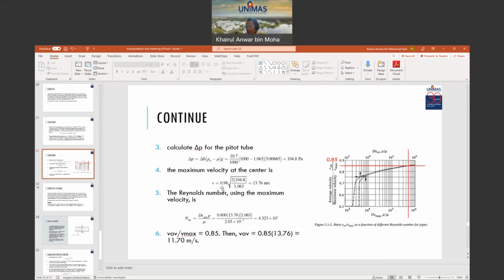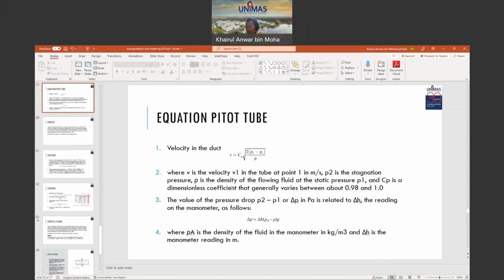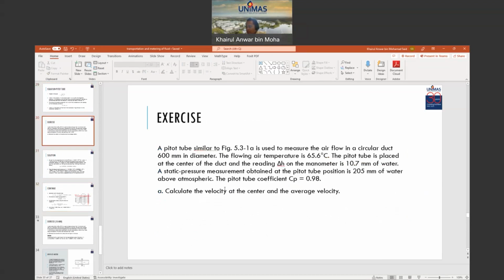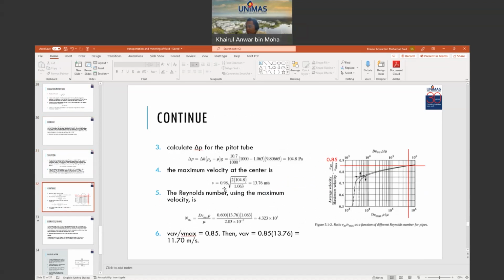What is this? Cp. So Cp here is 0.98. So the maximum velocity at the center is 13.76 meters per second.